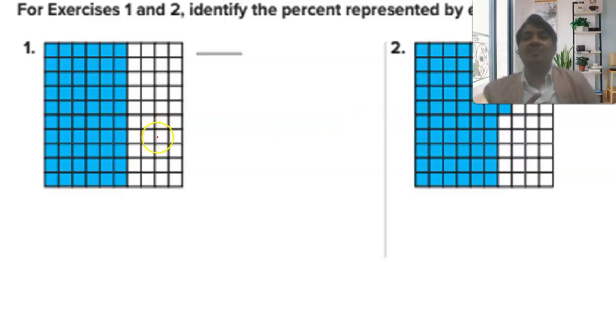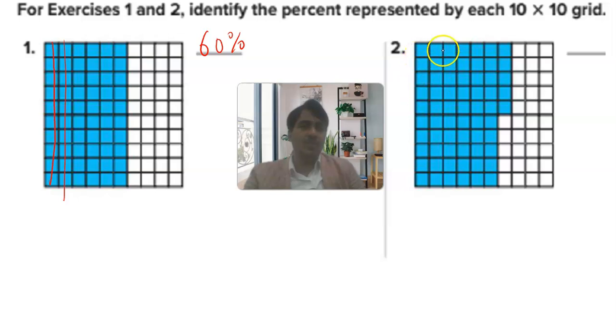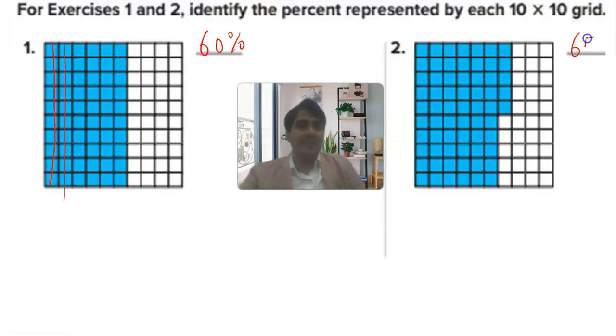Okay, you just have to tell me how much percentage is this. Now you see this is 10%, 20, 30, 40, 50, 60. So this is clearly 60%. And what about this one? 10, 20, 30, 40, 50, 60, and 65. So this is 65%.